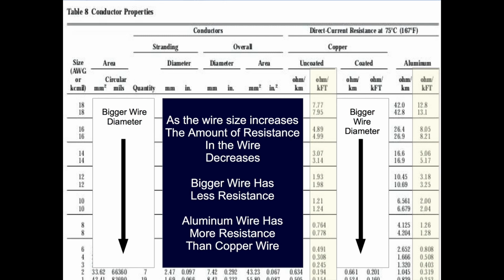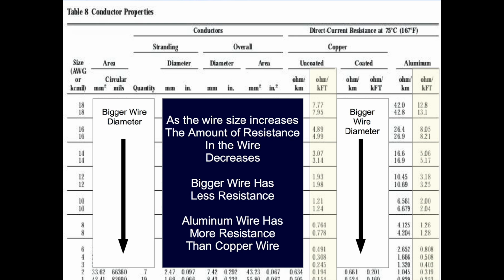Table 8, Conductor Properties, is right out of the National Electric Code Book. In this table, the resistance in ohms per 1,000 feet of wire is given. You can also look it up in kilometers if you're using the metric system.